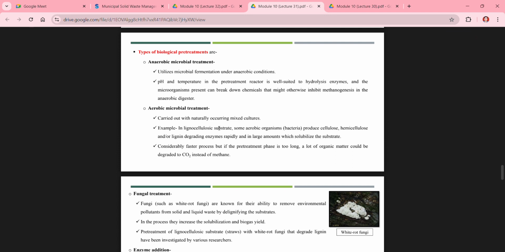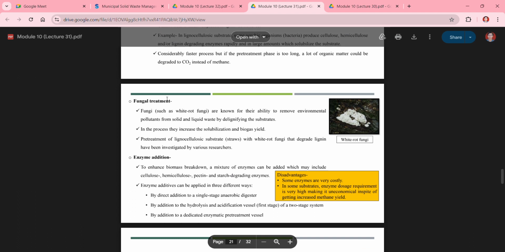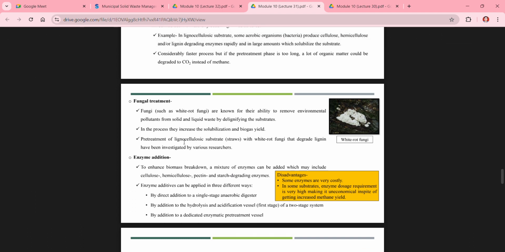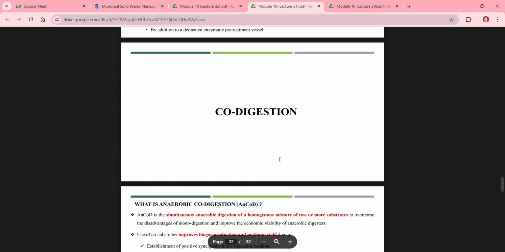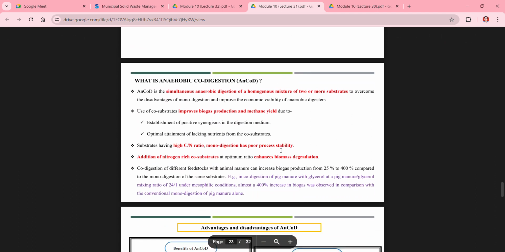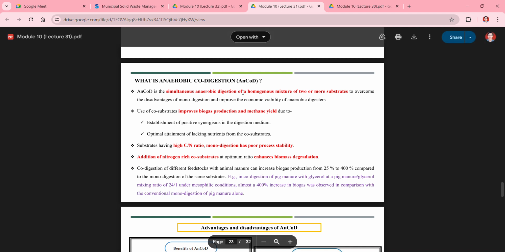In the case of anaerobic microbial treatment, we will not provide any air content during the biological pretreatment process, or in aerobic microbial treatment, we will provide some extra air content during the whole processing. Then there is fungal treatment, which is done with the help of different types of fungi. Then there are some enzyme additions. Then there is co-digestion process. So in the anaerobic, we have learned about anaerobic digestion process. Then there is one anaerobic co-digestion process, which is known as ANCOD.